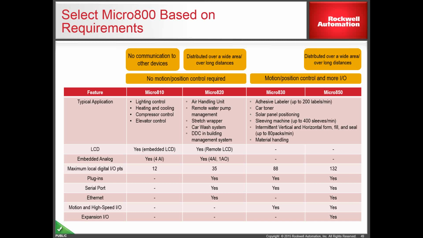It can be used for PV solar applications for panel positioning. Then it can be used for intermittent and continuous vertical and horizontal packaging machines. So depending on your application needs, you can choose the controller. This slide gives you that positioning. Micro830 and 850 have motion and position control, while 810 and 820 do not have any motion and position control. They are for simple standalone applications.